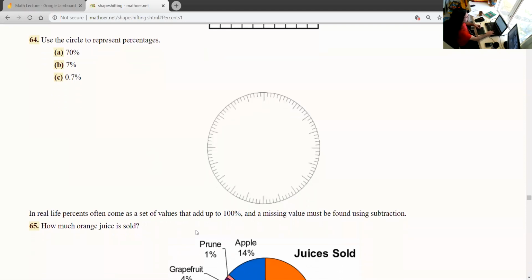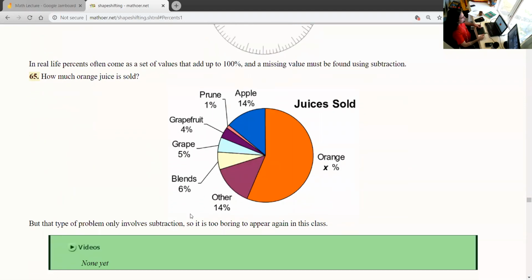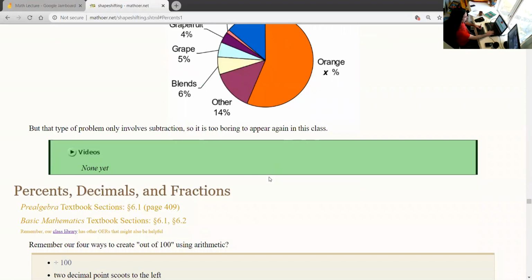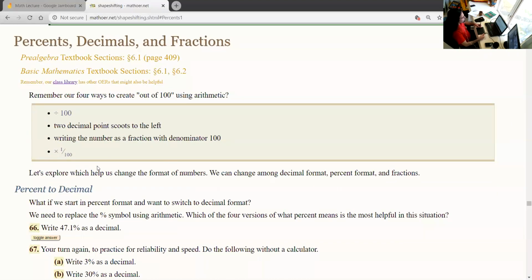Okay. One thing we don't do in Math 20, but happens all the time in real life, is we say the percents add up to 100%. So here's all of them but 1. Find the missing one. That's just adding things up, and 100 minus that. It's boring. We never do that. But if you're sort of expecting to see that, because that happens in real life, then I'm just acknowledging that it happens. Okay, let's start using our Rosetta Stone.